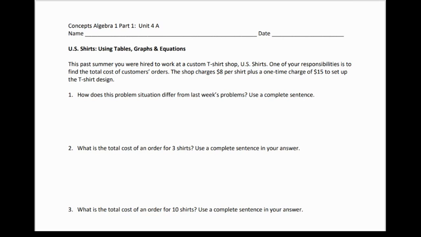One of your responsibilities is to find the total cost of customers' orders. The shop charges $8 per shirt plus a one-time charge of $15 to set up the t-shirt design. Okay, so $8 per shirt and then plus a one-time charge of $15. So how does the problem situation differ from last week's problem? Use a complete sentence.